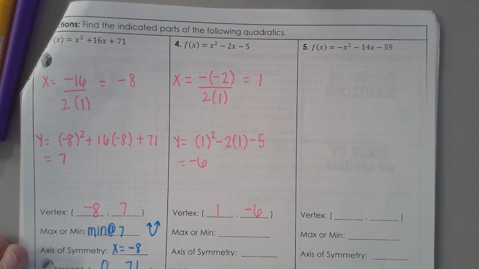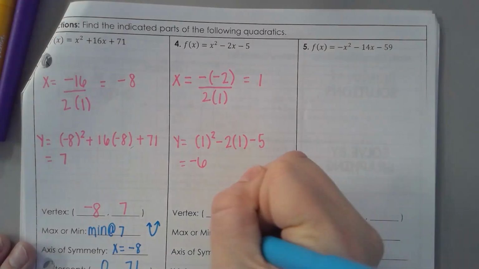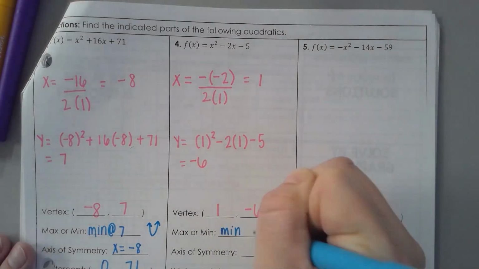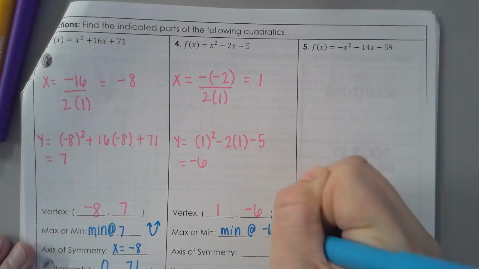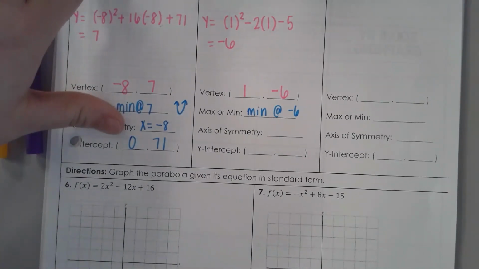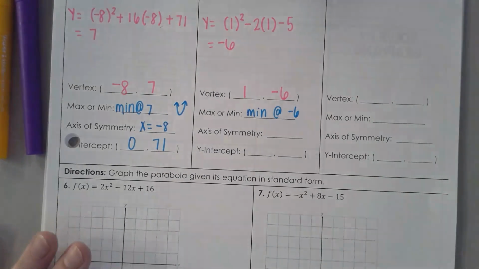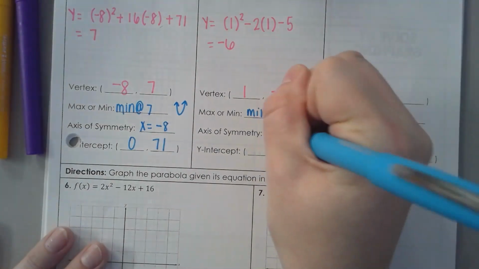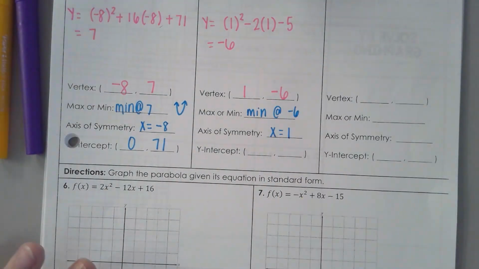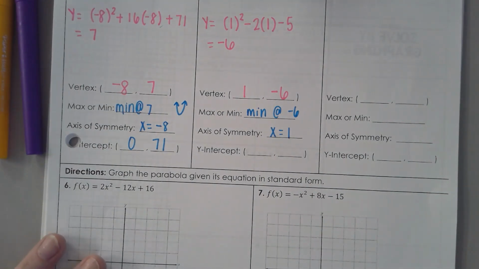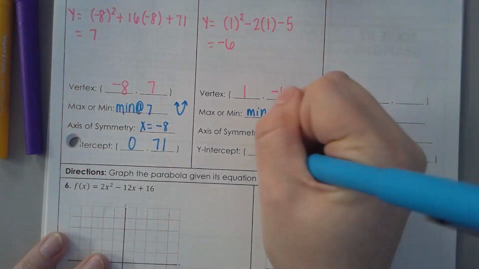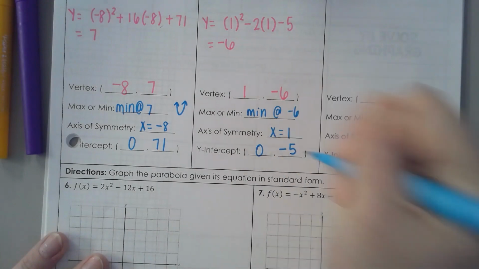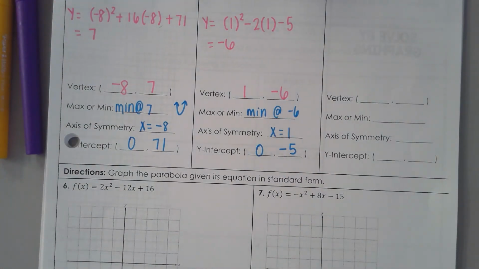Max or min? Minimum at negative 6. Axis of symmetry? X equals 1. Good. X equals 1. Y-intercept? 0, negative 5. Good. Try number 5 on your own.